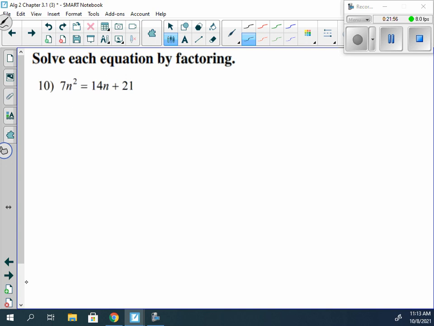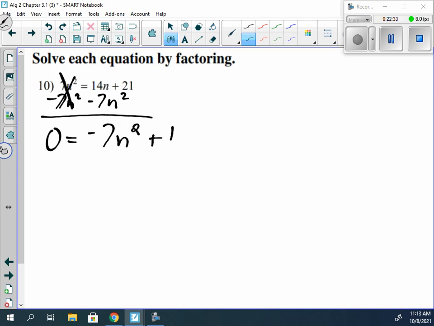Now, when we look at this here, we do have the 7n by itself, yes? So we can move everything over to the 7n squared, or we can move the 7n squared over to everything else. Which direction do y'all want to move? Move the 7n squared over? Yes. And to move it, we'll have to subtract 7n squared from both sides. Well, 7n squared minus 7n squared is 0. Now over here we would have negative 7n squared plus 14n plus 21.